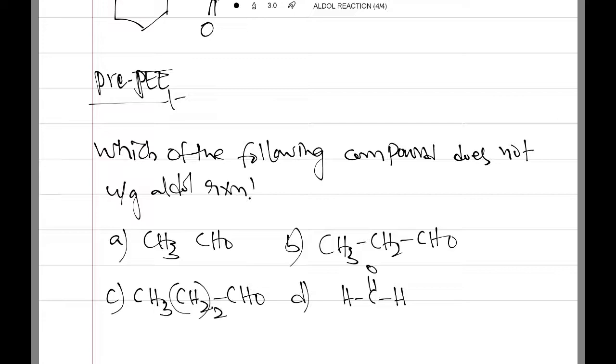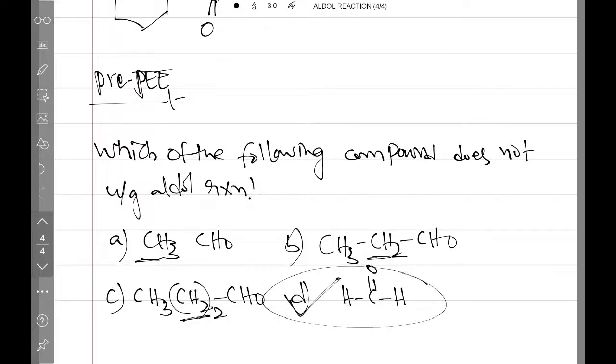Right, so what is the definition of the aldol reaction? We know that carbonyl compounds which have alpha hydrogens undergo the condensation reaction. The first option has alpha hydrogens, the second option also has alpha hydrogens, and the third also has alpha hydrogens, but the fourth option, formaldehyde, does not have alpha hydrogens. So this is our answer. Understood or not?